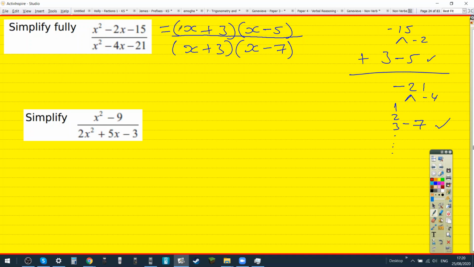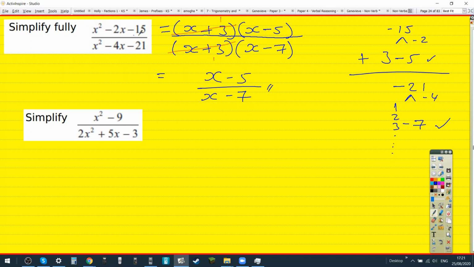And so, what is x plus 3 divided by x plus 3? 1. Because we don't know what number x is, but we know whatever it is, it's going to be the same. And so any number divided by itself is 1. What is 1 times x minus 5? That's just x minus 5. What is 1 times x minus 7? X minus 7.